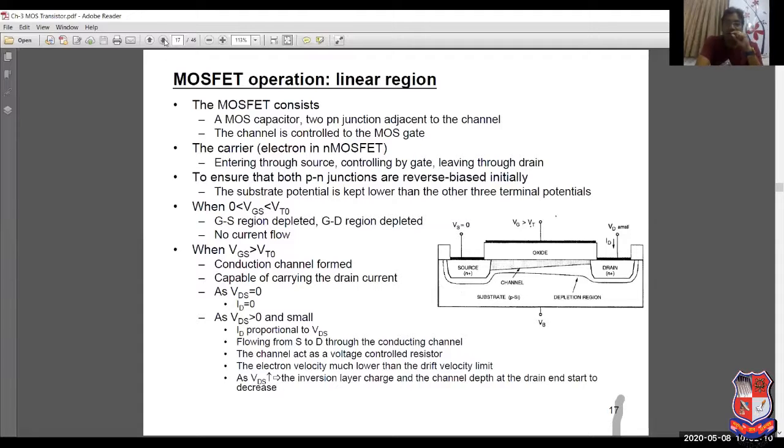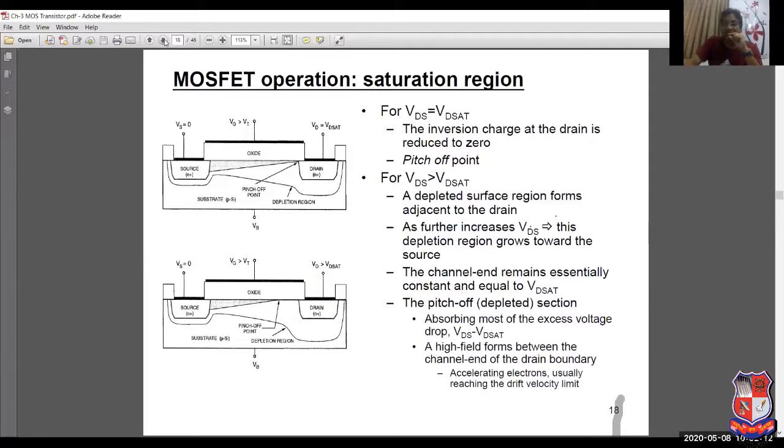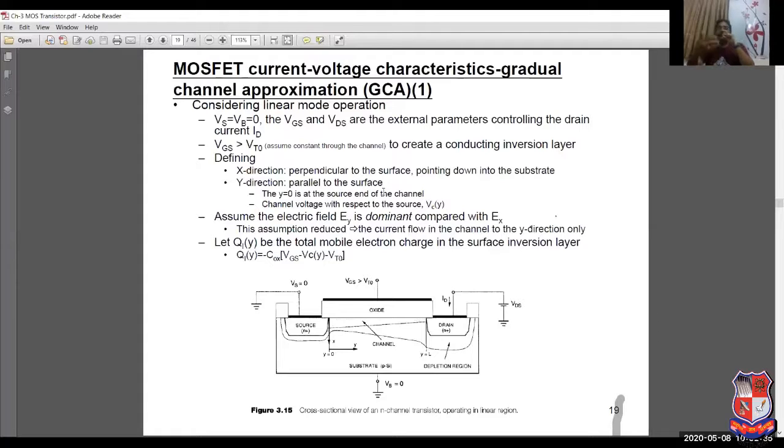Now, once your VDS crosses the VGS minus VT mark, it enters into the saturation region. The channel is pinched off and reduced, and now a constant amount of ID is flowing. That is known as ID saturation. So in ID saturation, your VGS is still greater than VT, but your VDS is greater than VGS minus VT. That is known as the saturation region. Now to extract the mathematical values of ID linear and ID saturation.